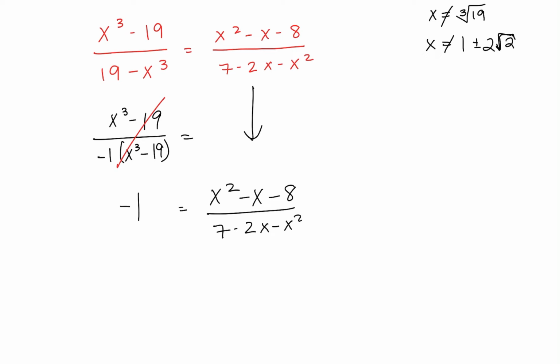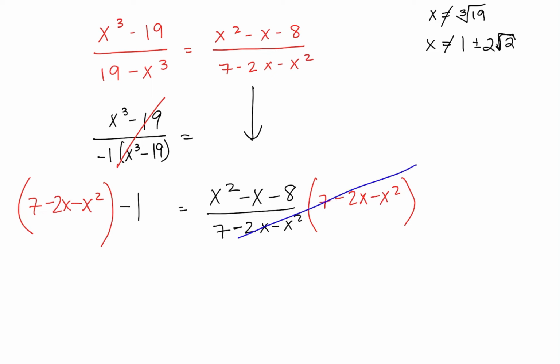And I've got this nice equation. Okay. I'm going to do what I said before. I'm still clearing the denominator, so I'm multiplying both sides by my denominator of 7 minus 2x minus x squared. They will cancel out nicely on this side, and on the other side, I have to distribute that negative 1. So I'll get negative 7 plus 2x plus x squared equals x squared minus x minus 8.